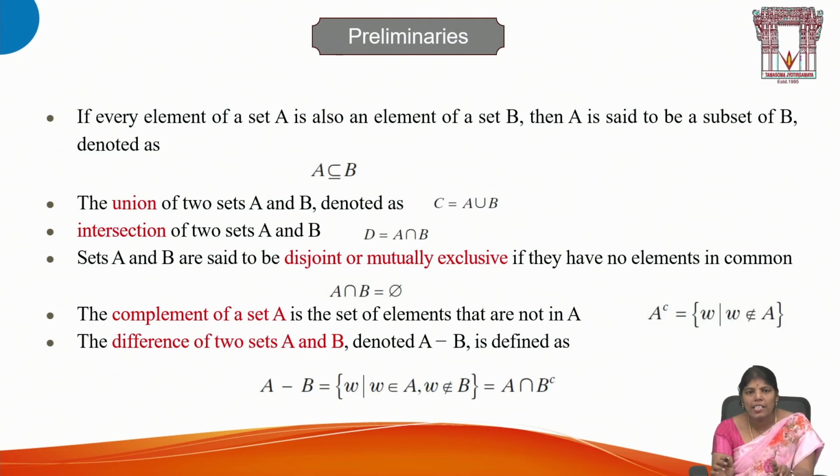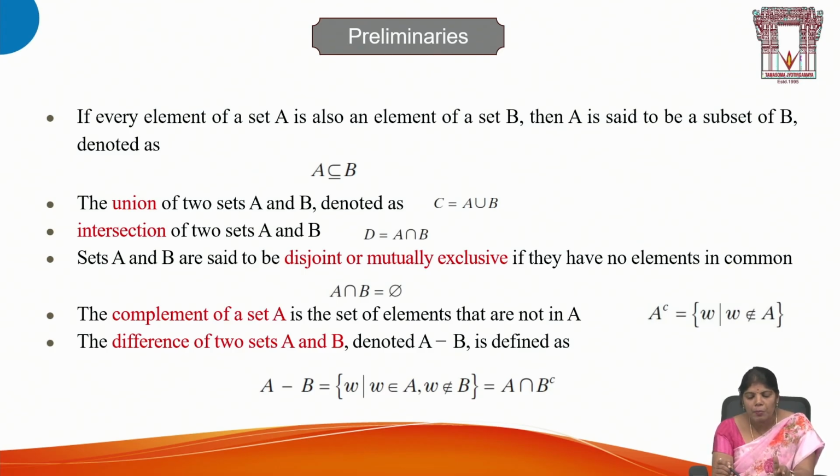So C is equal to A union B. And also intersection. The common elements which are present in both A and B are called the intersection. And if there is no common element, A intersection B is equal to phi, which is mutually exclusive.